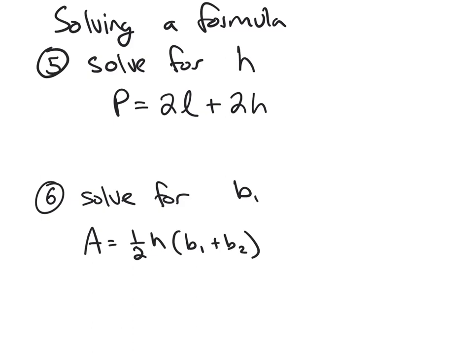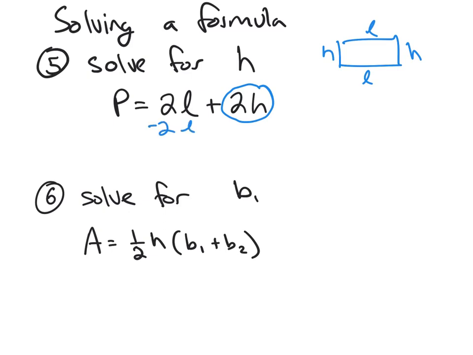All right, number 5, this is a perimeter formula. It's perimeter of a rectangle. If you had a rectangle, you get the length and you get the width. So the perimeter is 2 times the length plus 2 times the height, I guess it's called here. So I'm supposed to solve for h in this problem. It means I need to get this term alone. So I need to move the other term to the other side.